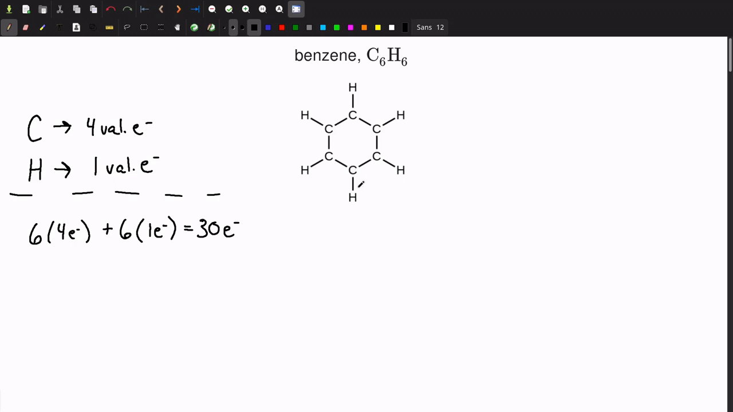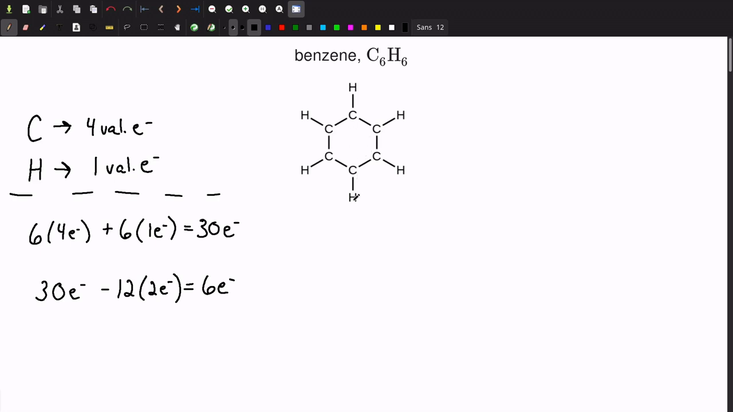Let's see how many bonds we already have. We have 1, 2, 3, 4, 5, 6 carbon-hydrogen bonds and 1, 2, 3, 4, 5, 6 carbon-carbon bonds, so that's a total of 12 bonds from our bank. 30 electrons minus 12 bonds worth of electrons is 30 minus 24. We have 6 remaining electrons to place, and we need to decide where those electrons should go.